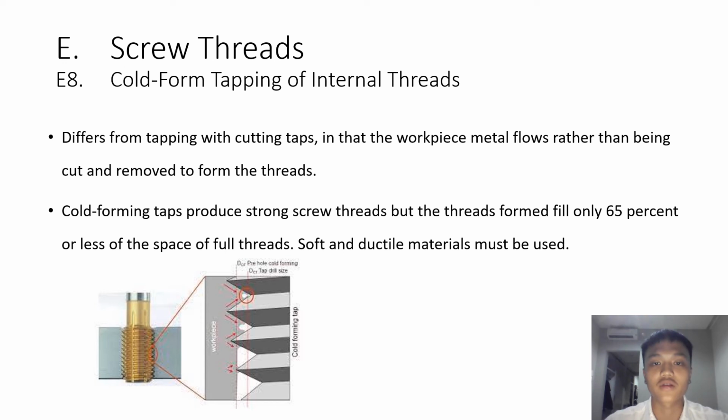The next one is called form tapping of internal threads. It differs from tapping with cutting taps in that the workpiece metal flows rather than being cut and removed to form the threads. Cold forming taps produce strong screw threads, but the threads formed fill only 65% or less of the space of full threads. Soft and ductile materials must be used.